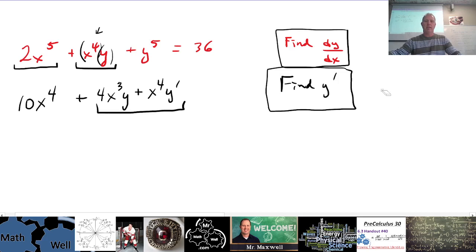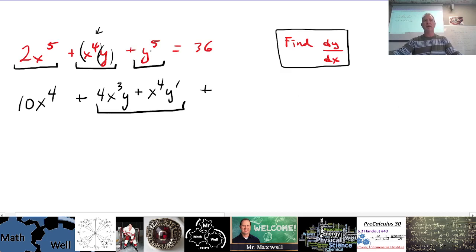I'm going to make myself some room here. This one now is only in terms of y, which again, when you take the derivative of y, it's y prime, it's not 1. So this is going to be 5y to the fourth, and we're going to treat this like a chain rule where I want to find the derivative of the inside function as well. I have to multiply by the derivative of y, which is y prime. And we want to take care of every term in this equation, and the derivative of 36 is just a constant, so that is 0.